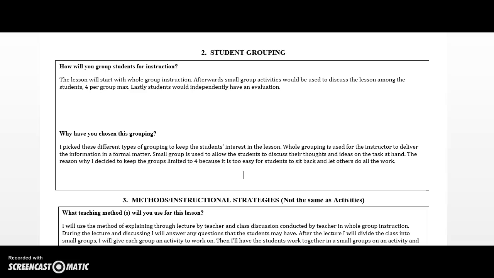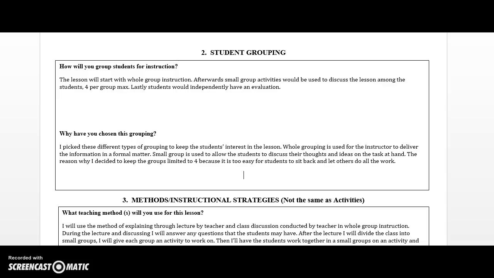Why would I choose these types of grouping? I picked these grouping types to keep students interested in the lesson, while whole grouping is used for the instructor to deliver the information in a formal manner. Small groups is used to allow the students to discuss their thoughts and ideas on the task at hand.